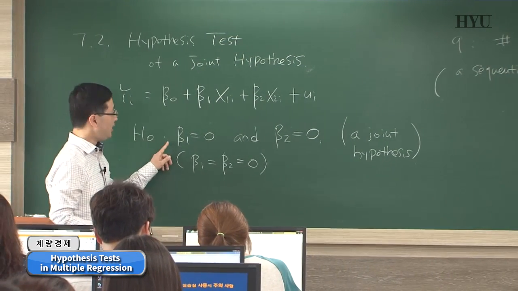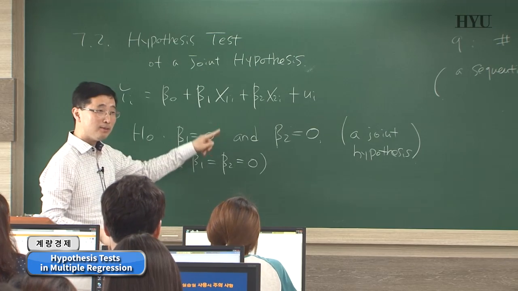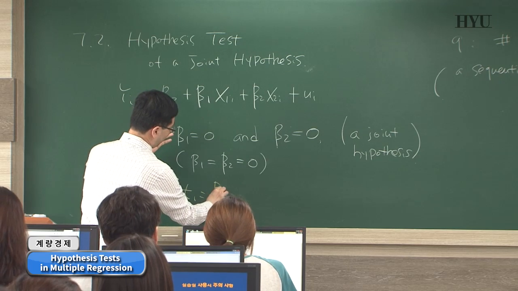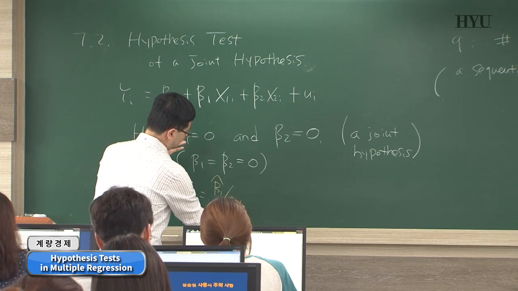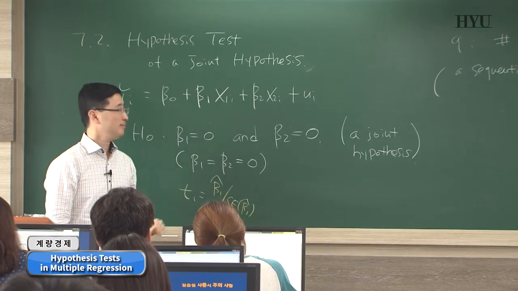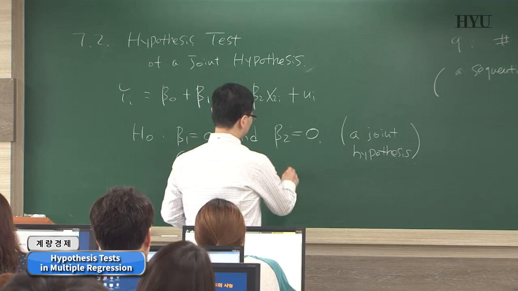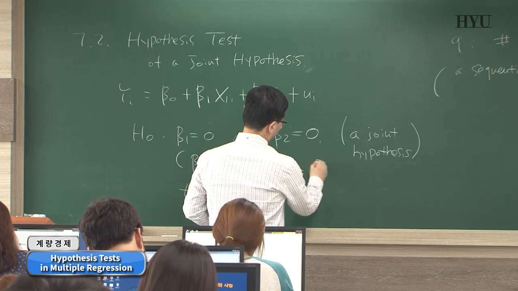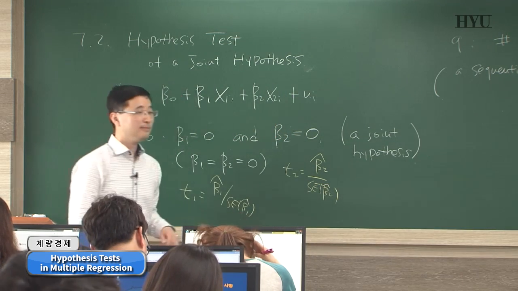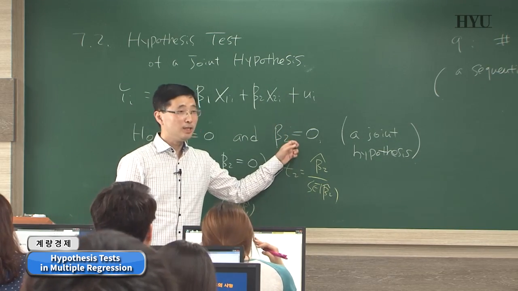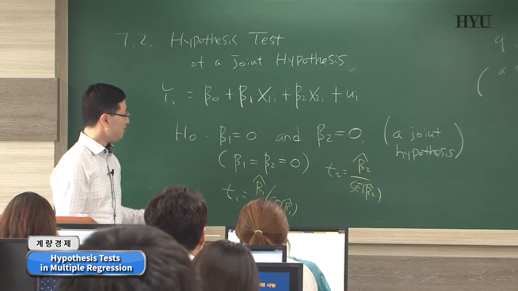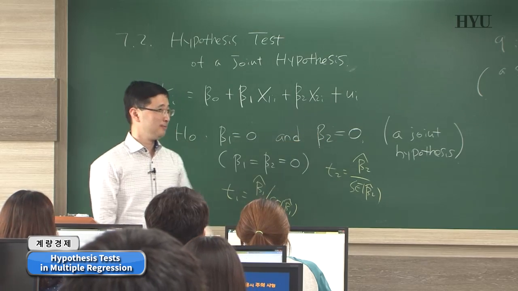You apply a t-test for this single hypothesis. How do you do it? You just calculate the t-value for beta 1 hat and decide whether you want to reject it or not. Now you apply another t-test based on this t-value, and then you decide whether you reject it or not, just based on the t-test. Goes like that, okay?